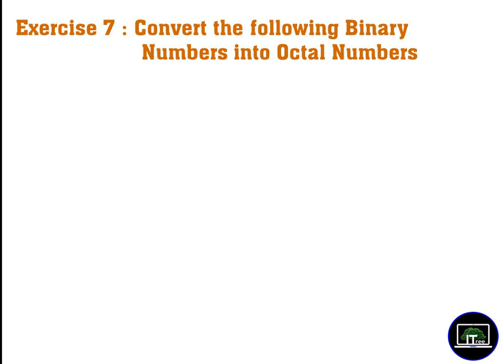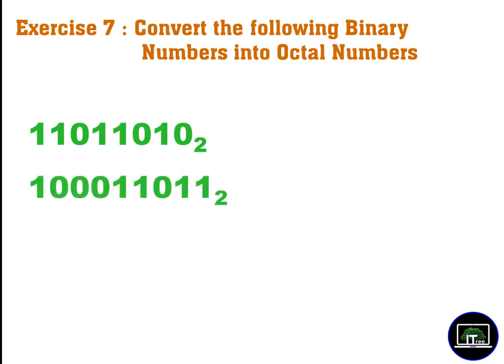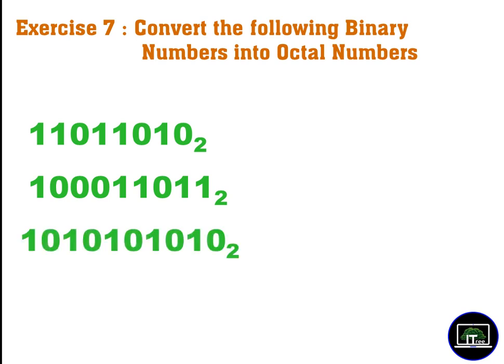Now try to do these conversions from binary to octal. 110, 11010. You have to convert from binary to octal. Look at this number now: 1, 3 zeros, 2 ones, 0, 2 ones. You can convert from binary to octal. How do you do that? Divide into 3 digit groups, starting from the end, then write the decimal value of each group. We are converting this one.